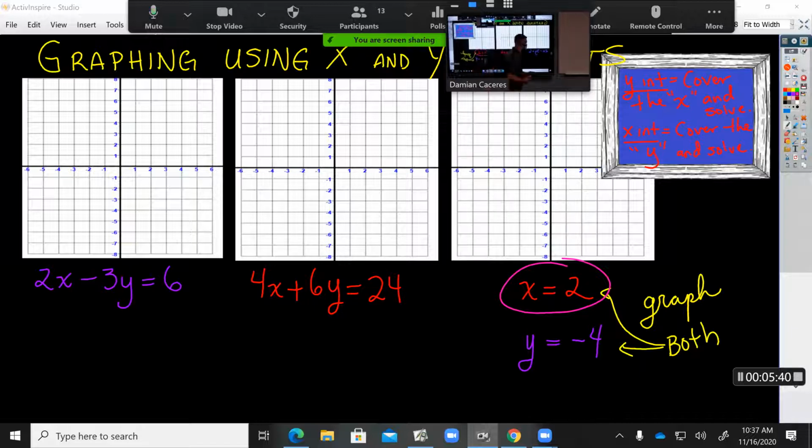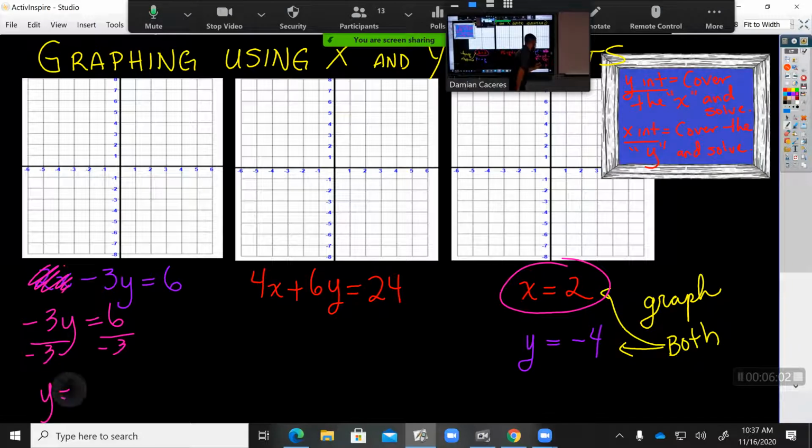Alright, eyes up here. So on the first one, you could technically plug in a 0 here for x. But instead, let's just erase the x and write down negative 3y equals 6 and solve it. What's the only step I gotta do? Divide both sides by negative 3. I get y equals negative 2. So on the y-axis, I mark negative 2.